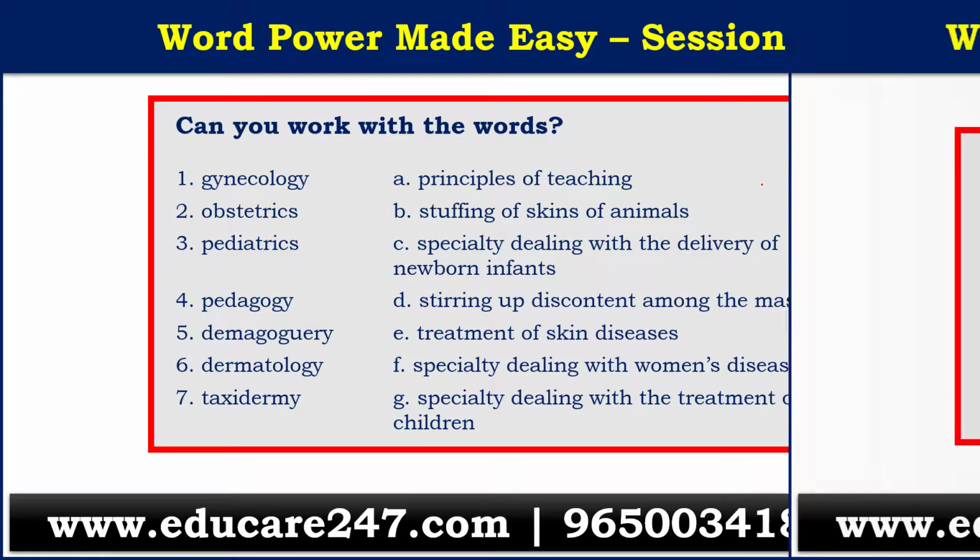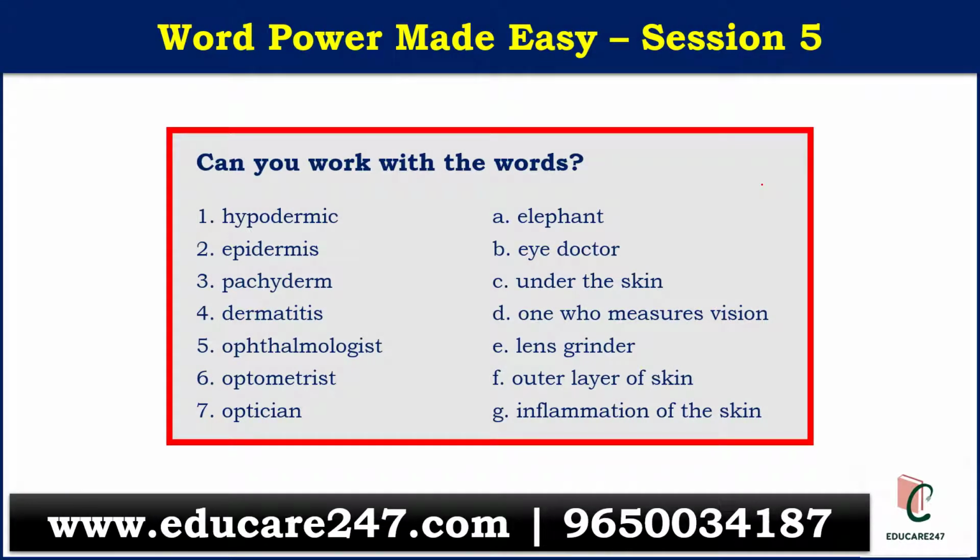The next exercise we have here is again a match the column. If you see, now here we have 7 words, and again here first is hypodermic. So hypodermic was basically underneath the skin. So it was under the skin. So it's 1. Next is epidermis. Now this was the opposite. This was the outer layer of the skin, if you remember. So second. Third is pachydermy. Pachydermy was thick skin. So basically the skin of elephants, rhinoceros, crocodiles or hippopotamus.